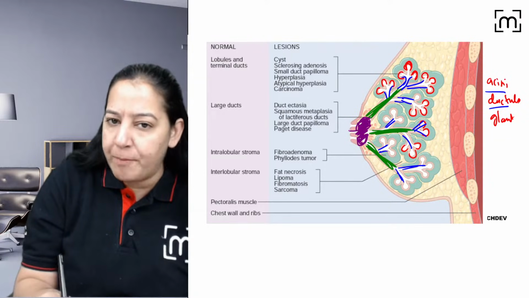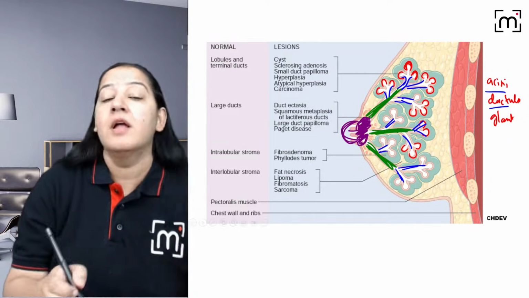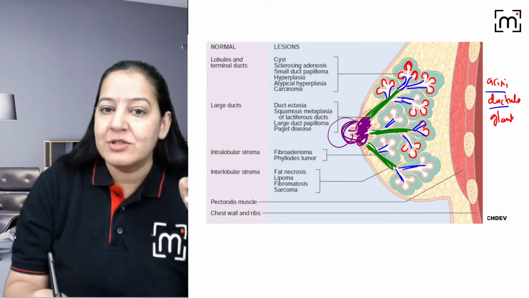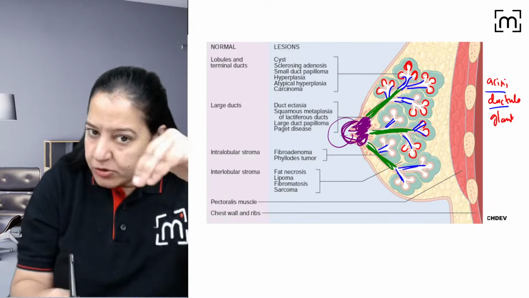Lactiferous sinus, and it opens in the nipple of the female. This is the nipple. So whenever the baby sucks, all the milk present in the sinus goes to the mouth of the baby.